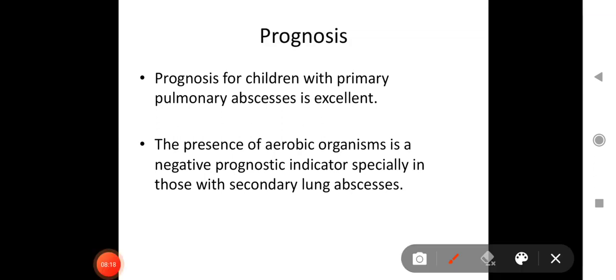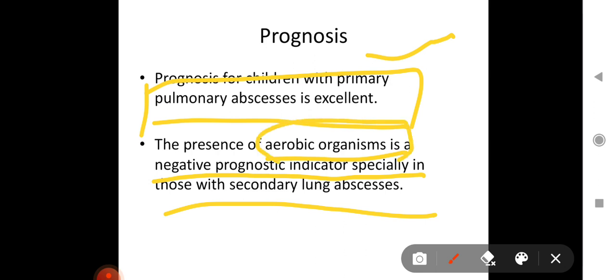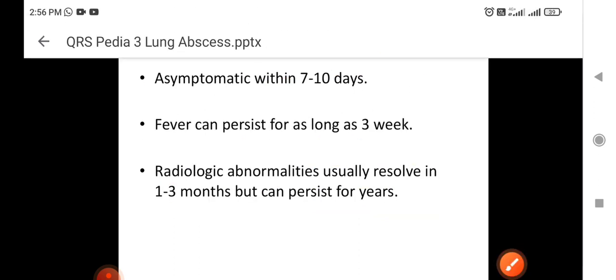Prognosis for children with primary pulmonary abscess is excellent. Primary means there was no other previous pathology or any systemic disease, no comorbid conditions, so their prognosis is very good. The presence of aerobic organisms is a negative prognostic indicator, especially in those with secondary lung abscess. So if an aerobic organism is found in a secondary lung abscess, then it indicates poor prognosis.